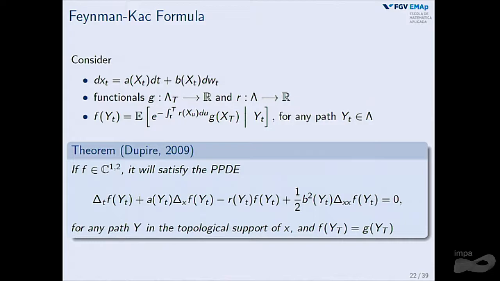Here we need this. It's the same thing as before, but because we are in consideration of paths, we need this additional difficulty here. For most cases, if B here is well behaved, this topological support contains the continuous functions. So you still have the PPDE for all continuous paths. But to guarantee it for all discontinuous paths is a bit harder, okay? And it's a final value PPDE, as George was mentioning in the case of PDEs.